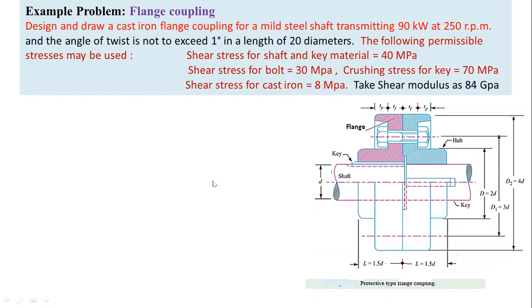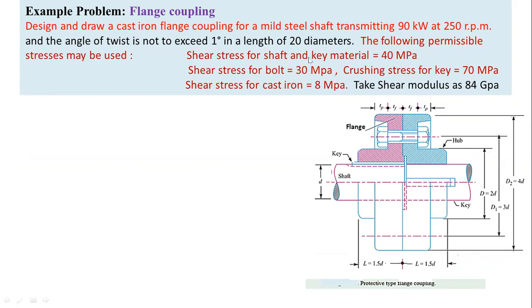Now this is another example problem. Design and draw a cast iron flange coupling for a mild steel shaft transmitting 90 kilowatts at 250 rpm. And the angle of twist is not to exceed 1 degree in a length of 20 diameters. The following permissible stresses may be used.